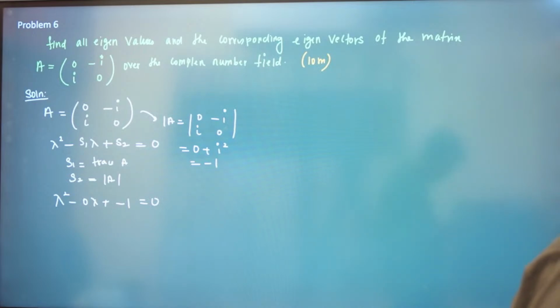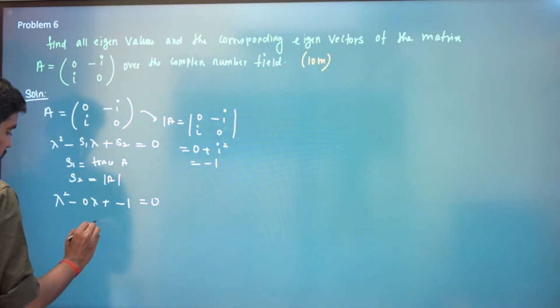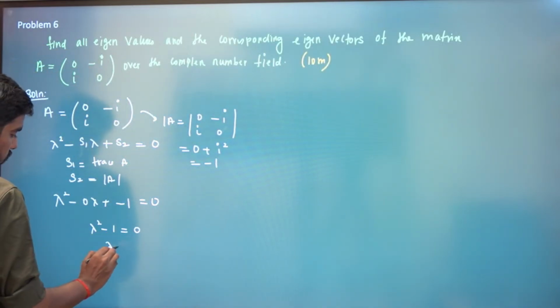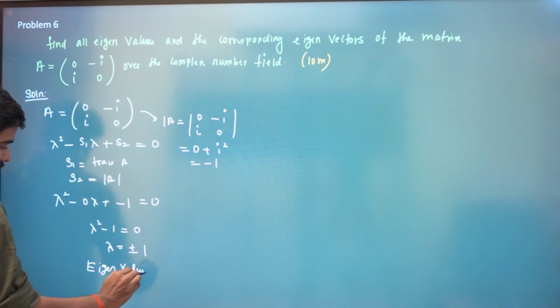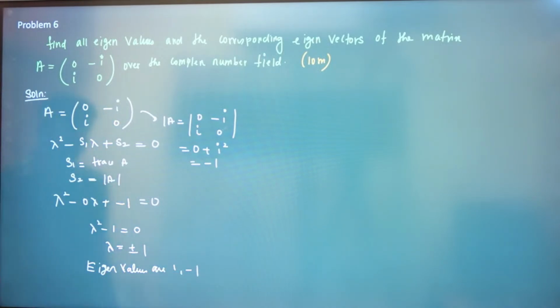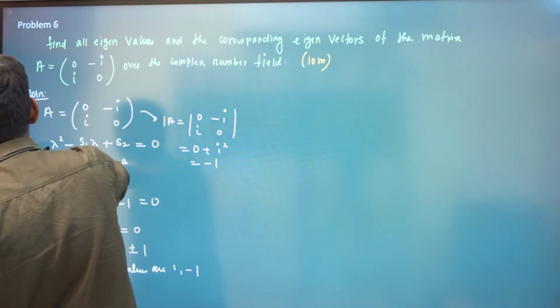Lambda squared minus 1 is our characteristic polynomial, and its roots are our eigenvalues. So that means our eigenvalues are plus or minus 1, right? Lambda is equal to plus or minus 1. So the eigenvalues are 1 and minus 1. Now we will find the eigenvectors corresponding to both eigenvalues.